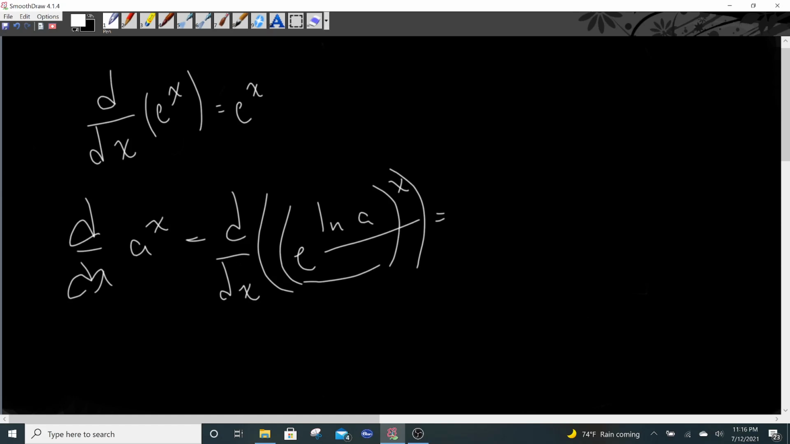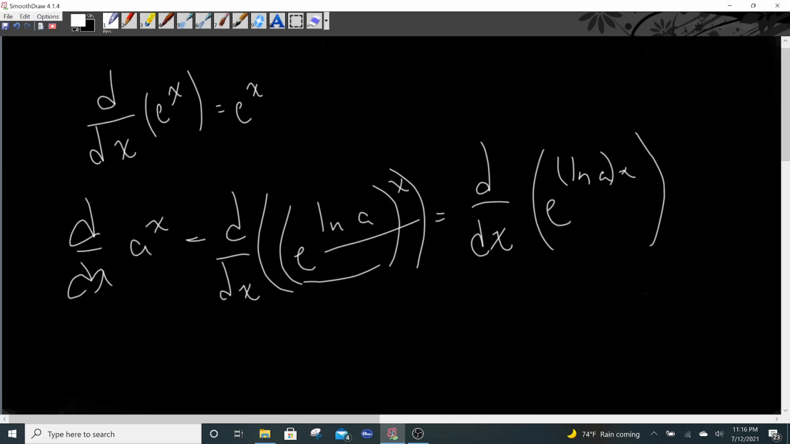Any power to a power is going to be multiplication between those powers. So this is just going to be e to the ln a times x, or e to the ln a x. And then we could use our chain rule. Yeah, we can use the chain rule for this one.